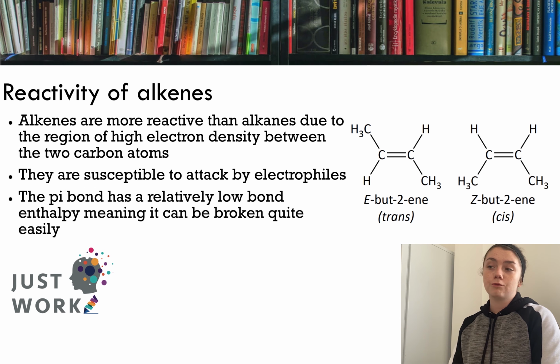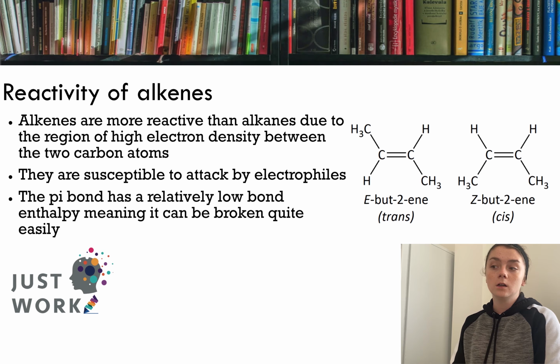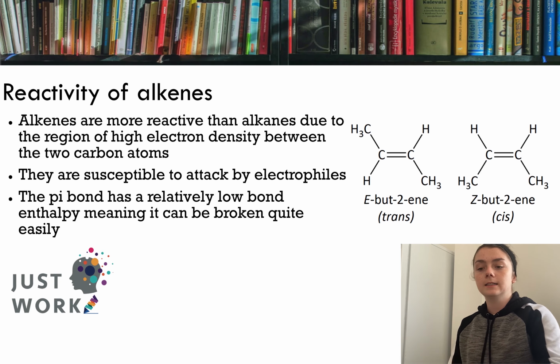If we now move on to the reactivity of alkenes, alkenes are much more reactive than alkanes, and this is due to that region of high electron density in that double bond, which means that it can be very easily attacked. They're susceptible to attack by electrophiles, and the pi bond has a relatively low bond enthalpy as well, which means that it can be broken quite easily.